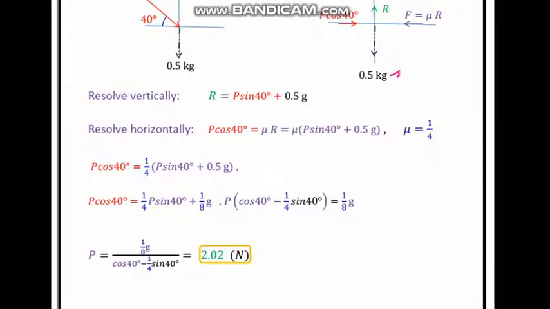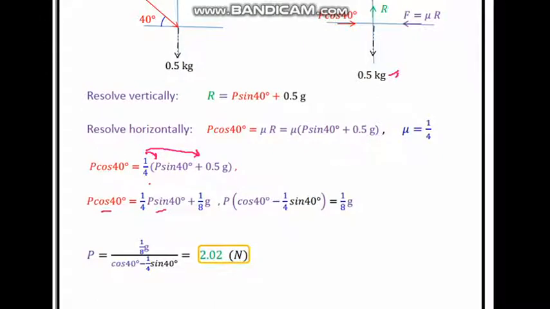So we replace mu with a quarter. Now we have P cos 40 equals a quarter of P sin 40 plus 0.5 g. Then expand or distribute the quarter into the components. Now we have P cos 40 equals a quarter P sin 40 plus a quarter by a half, 1 over 8 g. Combine like terms or collect them.